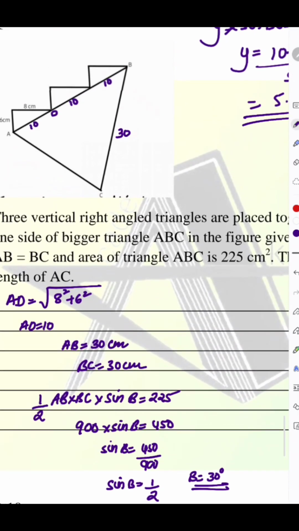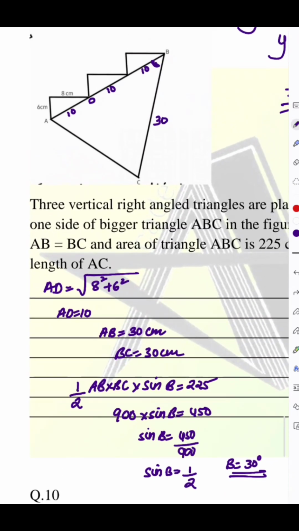So why have I calculated this angle? Because I need the third side. Whether I go for the cosine rule or the sine rule, at least one angle should be known. And that's the reason the only possible angle which can be calculated is angle B itself. So now we have a combination of three sides and one angle, so obviously I'll go for the cosine rule.